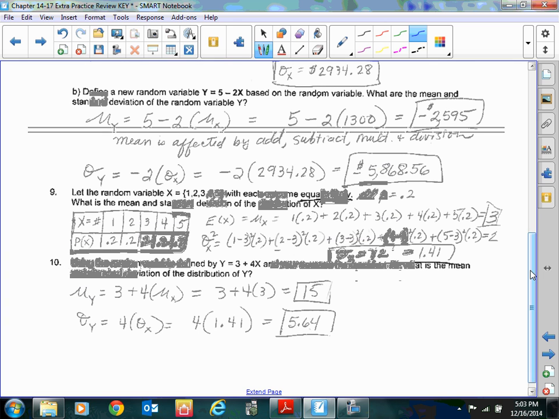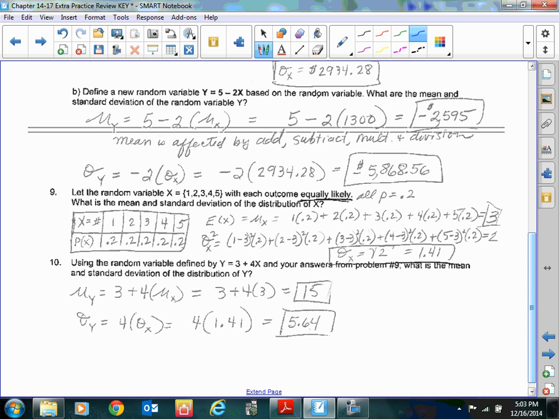B, the purpose of B is just to see if you know that the mean is affected by addition and subtraction. So when you put 1,300 into this equation, it is affected by 5 minus 2 times the mean. However, the standard deviation is only affected by the multiplication by -2. So it's -2 times that number.